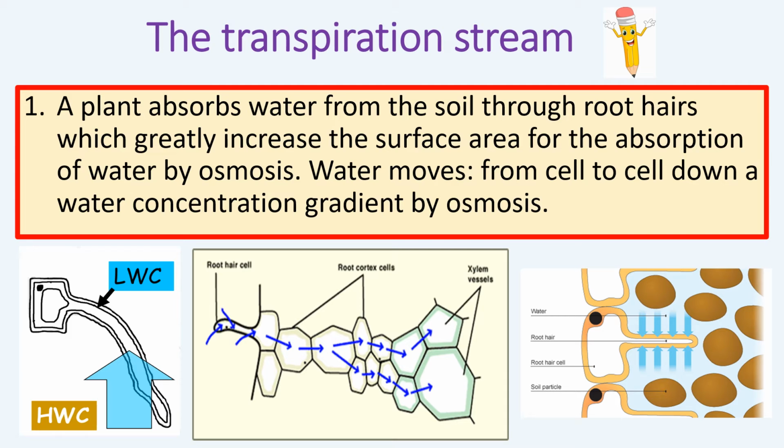The water moves from cell to cell down the water concentration gradient by osmosis. So it moves from the high water concentration outside the root hair cell to the low water concentration inside the root hair cell by the process of osmosis. So once you're in your root hair cell, it moves into the root cortex cells and through them into the xylem vessel, all by osmosis. And here's just another diagram of your root hair cell. So make sure you know and understand this because it is a common question.